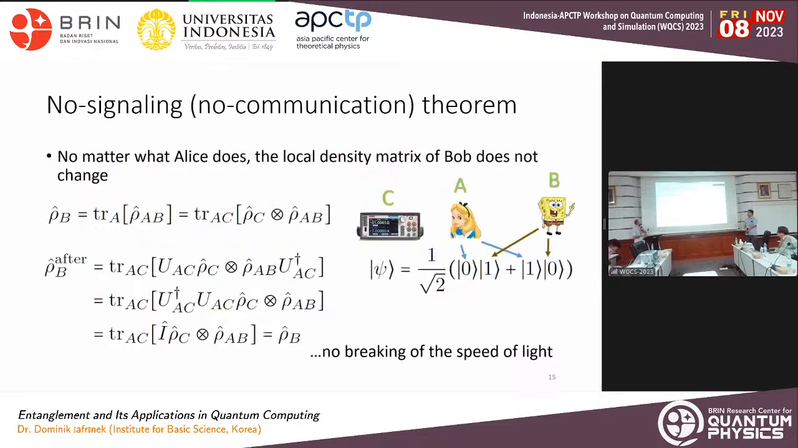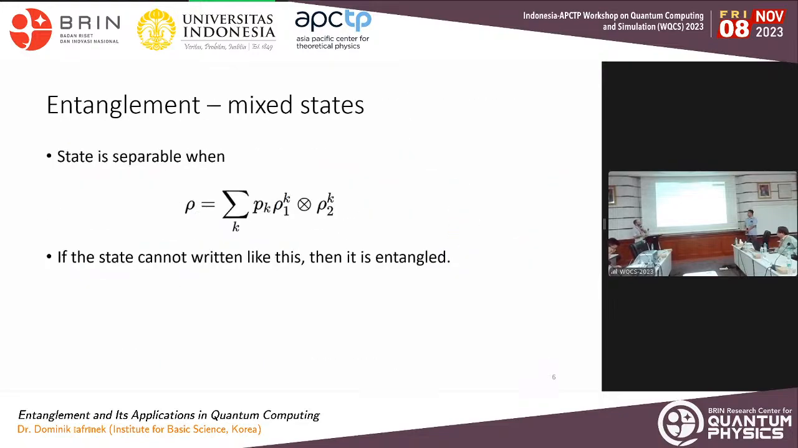So a mixed state is separable and we write it like this. And then in these mixed states, if you cannot write it like this, then it is entangled.